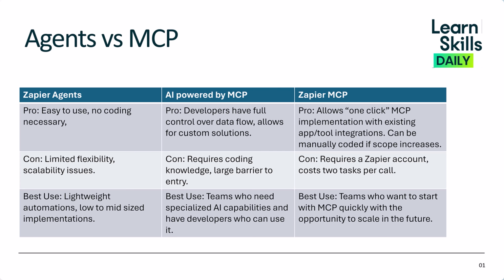The pro of Zapier MCP is that it allows one click, and I use that in quotes because there are multiple, but simple click MCP implementations with existing app tool integrations. And if you want to continue and move on with more advanced coding, that can be manually done if your scope increases. So it kind of provides this lovely little middle ground that allows you to really explore what MCP can do and provide that scalability. The con is it does require a Zapier account and it costs 2 tasks per call on your Zapier account.